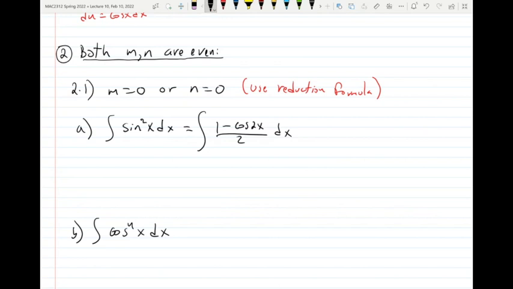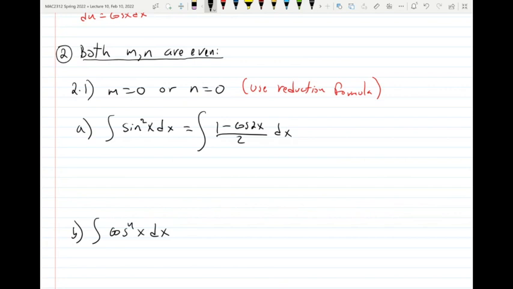This is only when it's 0. Generally, it's when you have sine to an even power. If both of them are not 0, then it's not still this case using the reduction formula. We're not there yet. First understand this.